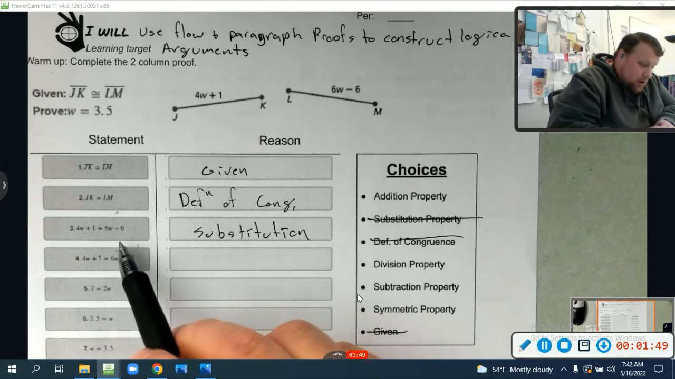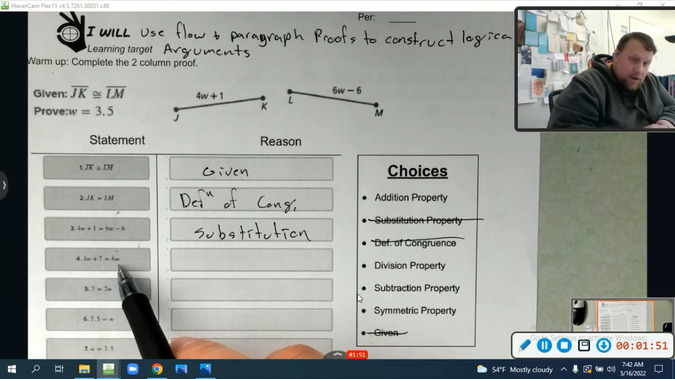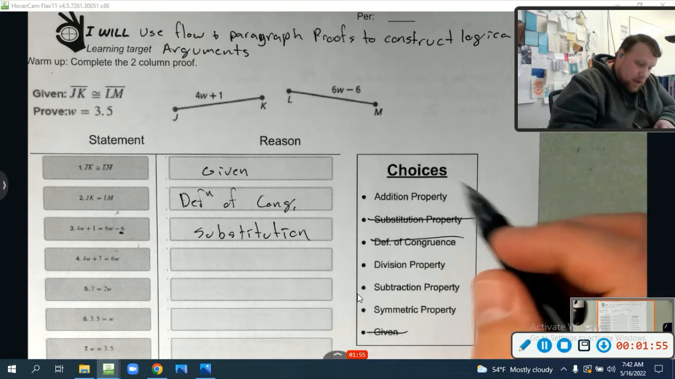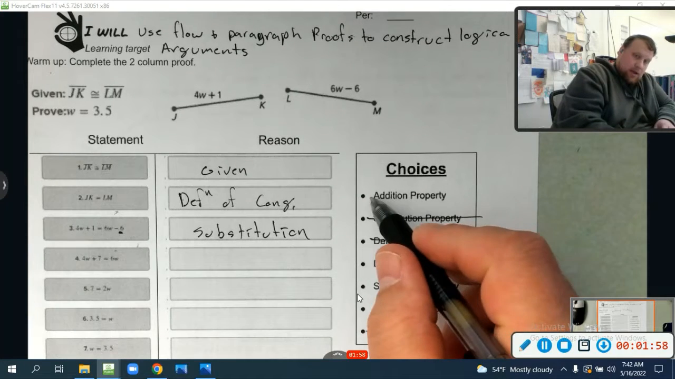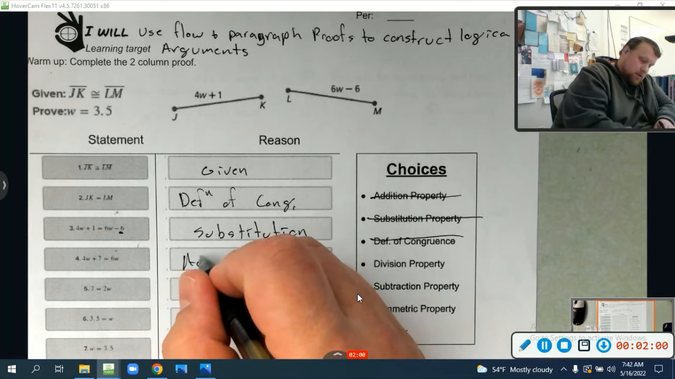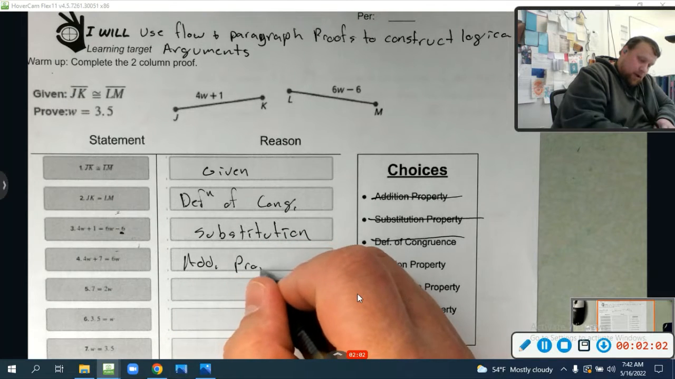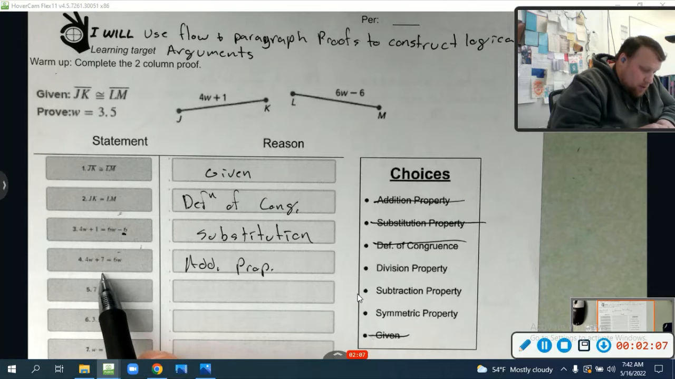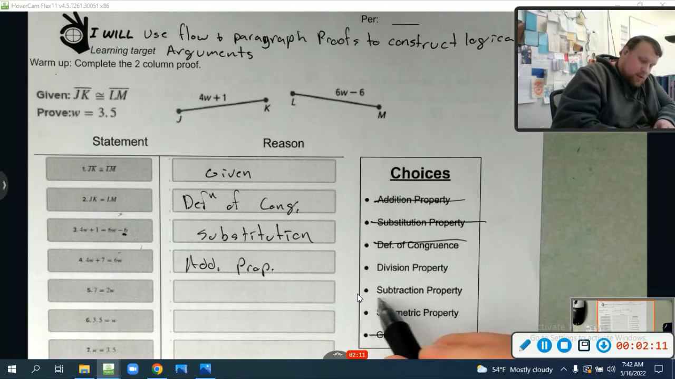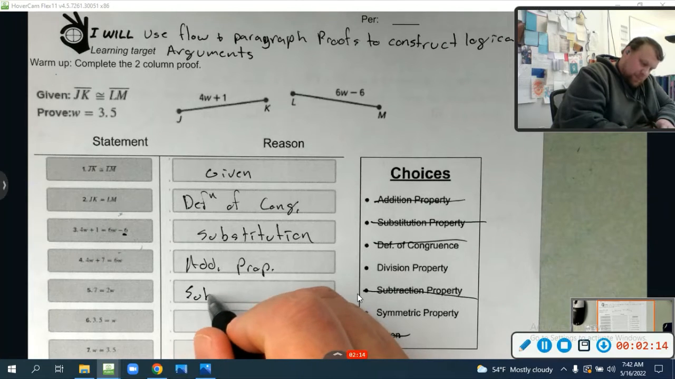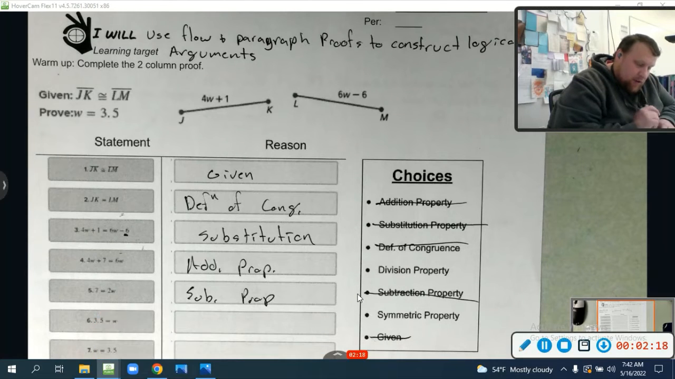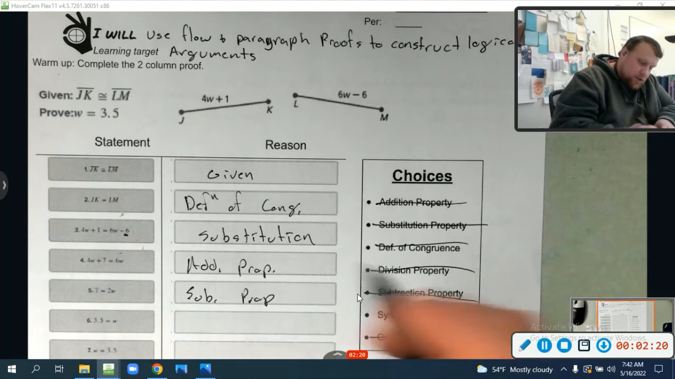And then what are we going to do here? You'll notice we now just have 6W over here where we had a minus 6. We added 6 to both sides. So that's the addition property, right? And then what did we do in between these two steps? Well, we subtracted 4W from both sides. So that's the subtraction property, right? And last but not least, we divided both sides by 2, so that would be the division property.